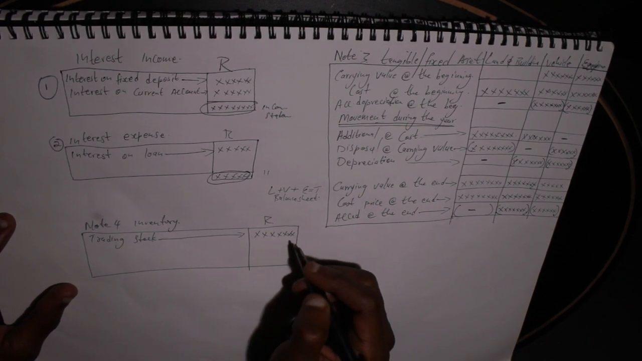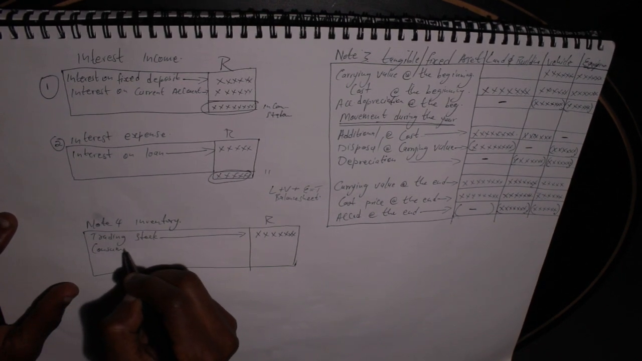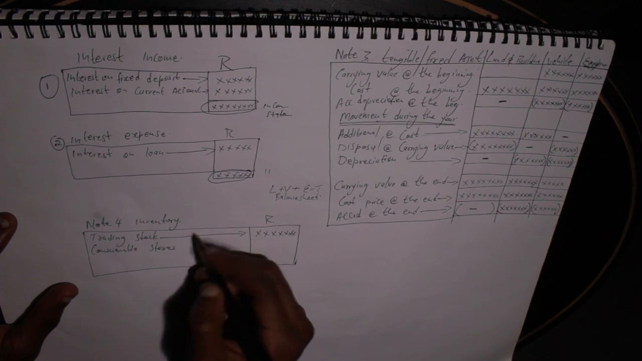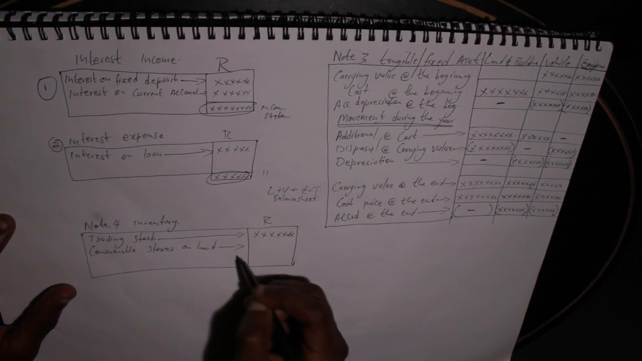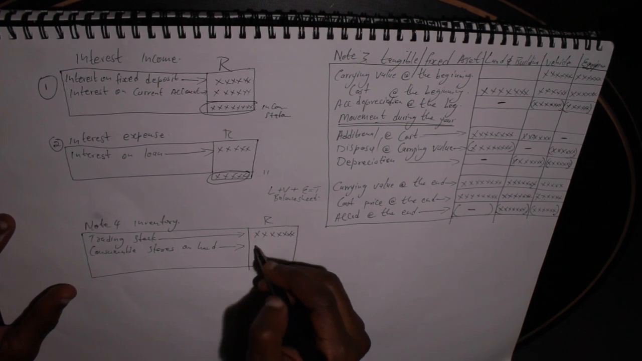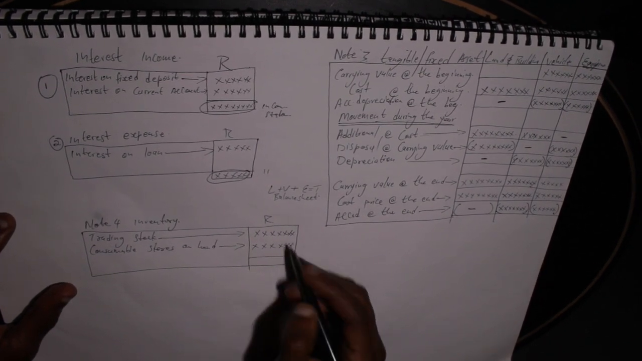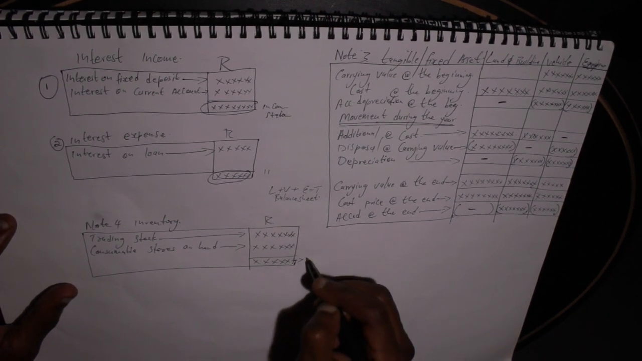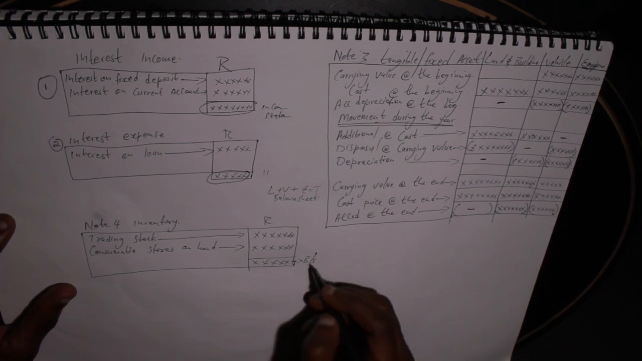The next item that we have also under inventory is consumable stores on hand. So we're going to simply count our consumable stores, how much we have in the building, and then we're going to put it there. Now you add the two, total amount. This is the amount you take to your balance sheet statement, or the statement of financial position.